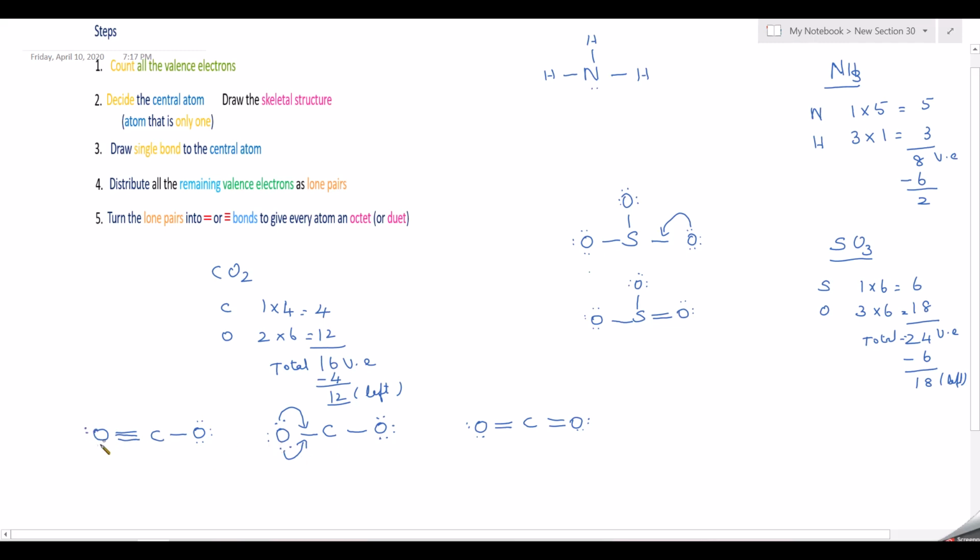So only 1 pair of electrons will be there. Now which structure is the correct one? To decide, this is structure 1 and this is structure 2. So which structure is correct? For deciding this, you have to take formal charge. So you have to calculate the formal charge.